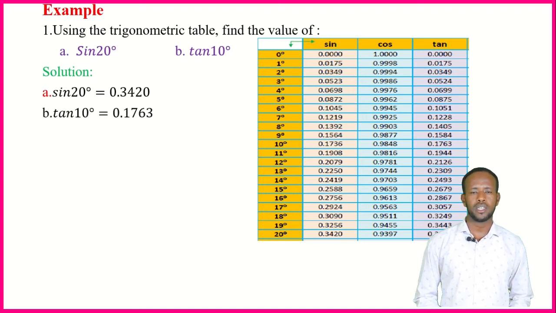Tan of 10 degrees what? 0.1763. So we can use in this way.